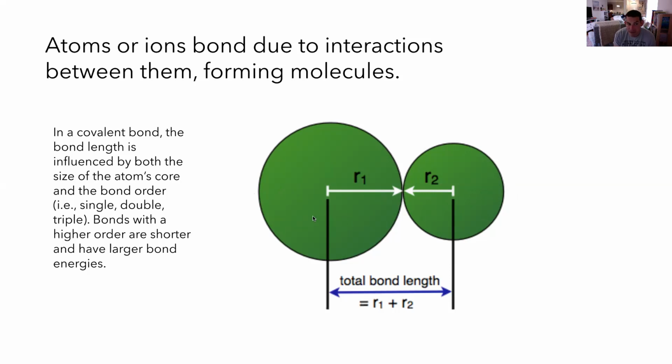But bond length is influenced by both the size of the atom's core and the bond order. All right, so bond order just means single bond, double bond, or triple bond. And then the size of the atom, think back, we've seen the trends for atomic radius. How many shells do we have and how tightly held is that shell?